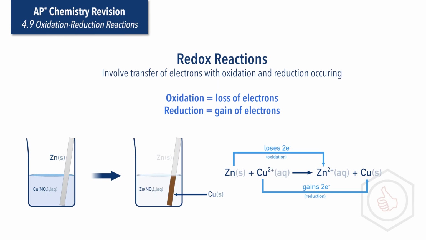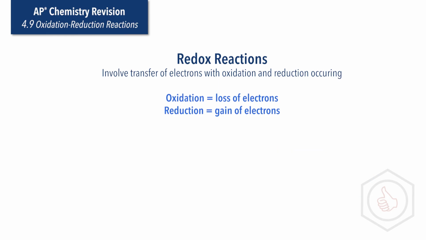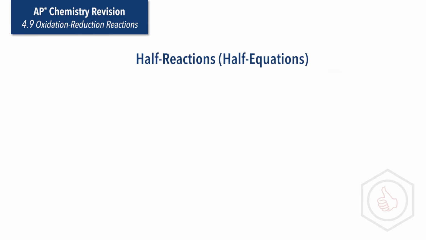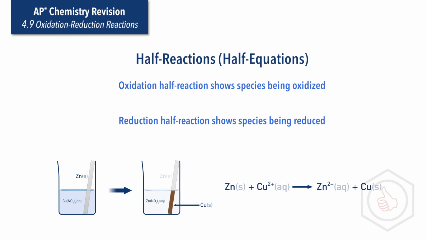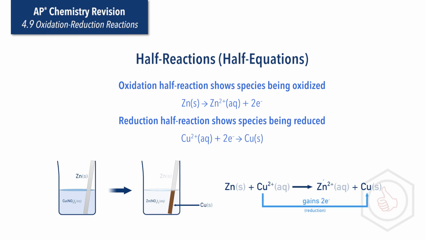To help track electron transfer a little bit more, redox reactions can be split into 2 parts, called half reactions or half equations. The oxidation half reaction shows the species losing electrons, and the reduction half reaction shows the species gaining electrons. Each half reaction must be balanced for the atoms and charges involved. So for the zinc and copper example just shown, the oxidation of the zinc would be shown as Zn going to form Zn2+ plus 2e-, and the reduction of the copper ions would be Cu2+ plus 2e- goes to form Cu. So we are showing the oxidation and reduction steps in the redox reaction independently.